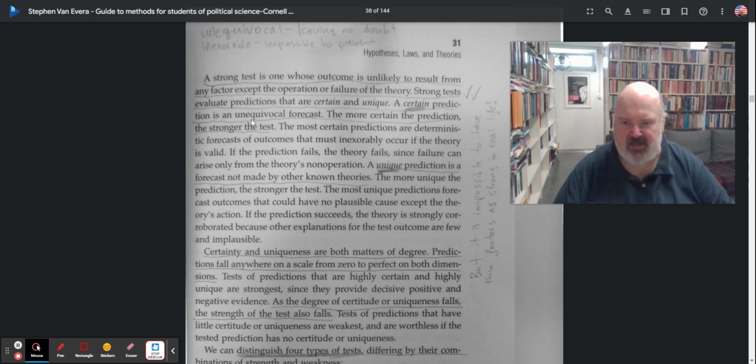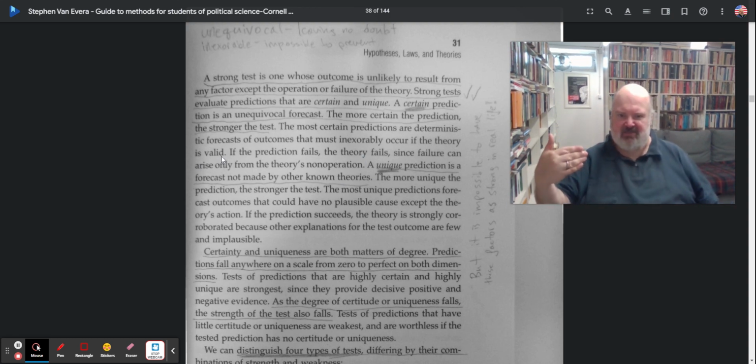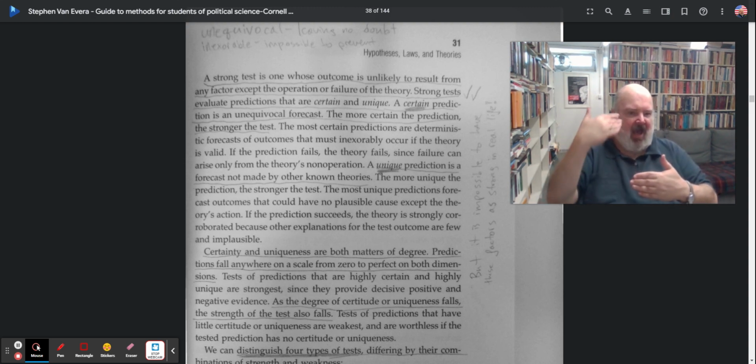A certain prediction is an unequivocal forecast, unequivocal, leaving no doubt. The more certain the prediction, the stronger the test. The most certain predictions are deterministic forecasts of outcomes that must inexorably, that is, impossible to prevent, occur if the theory is valid. So the most certain are deterministic: this must happen. It's either or. It happens or it doesn't.